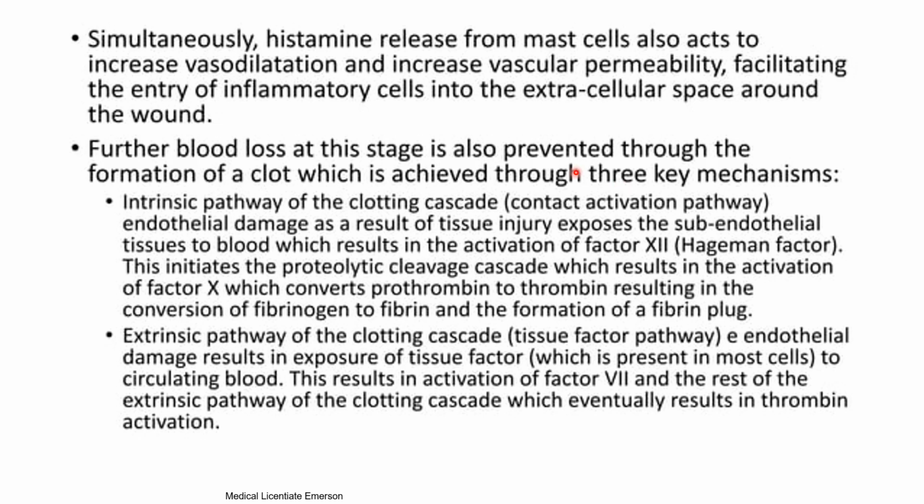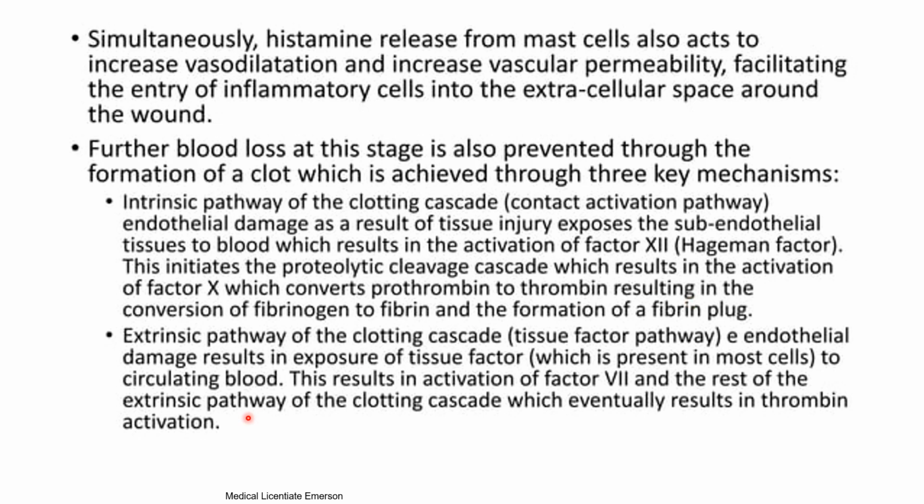which is achieved through key mechanisms. Mechanism number 1 is the intrinsic pathway of the clotting cascade, the contact activation pathway. Endothelial damage as a result of tissue injury exposes the subendothelial tissues to blood, which results in the activation of factor 12, the Hageman factor. This initiates the proteolytic cleavage cascade, which results in the activation of factor X, which converts prothrombin to thrombin, resulting in the conversion of fibrinogen to fibrin and the formation of a fibrin plug. This is the intrinsic pathway.